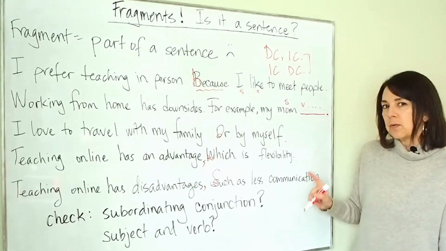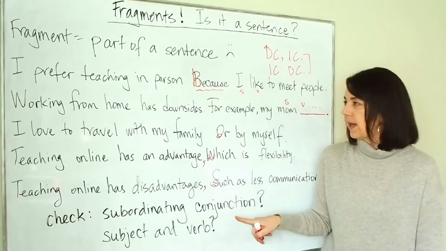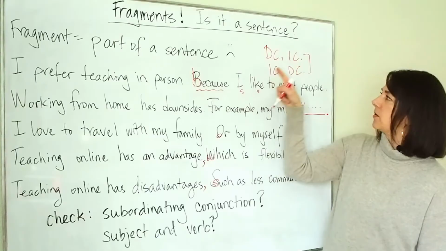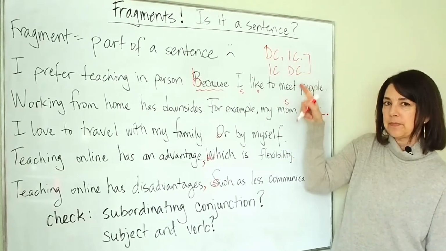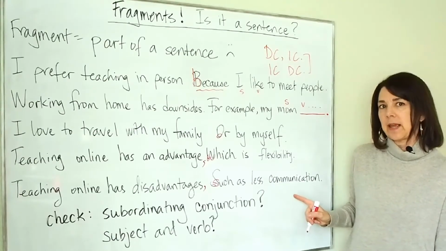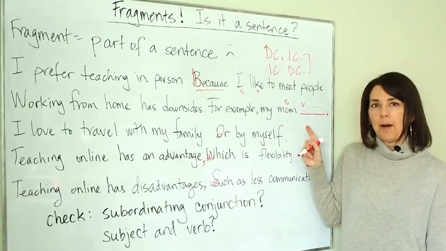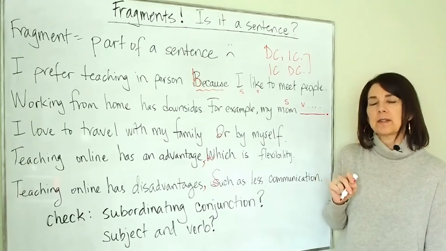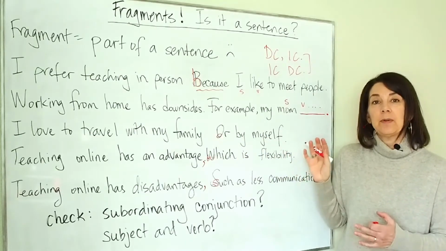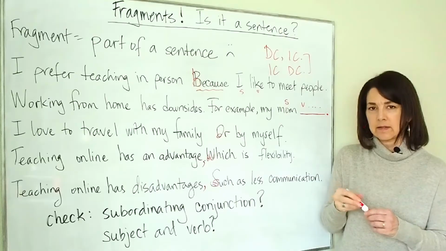So again, when you are writing something, you want to go back and check your work, see if you have any subordinating conjunctions in your sentence. If you do, make sure that you follow one of these patterns, and make sure that every sentence has a subject and a verb. Some of these examples, like "for example, my mom," did not have a subject and a verb. Or this one, "or by myself." That one did not have a subject and a verb, so it is not a sentence.